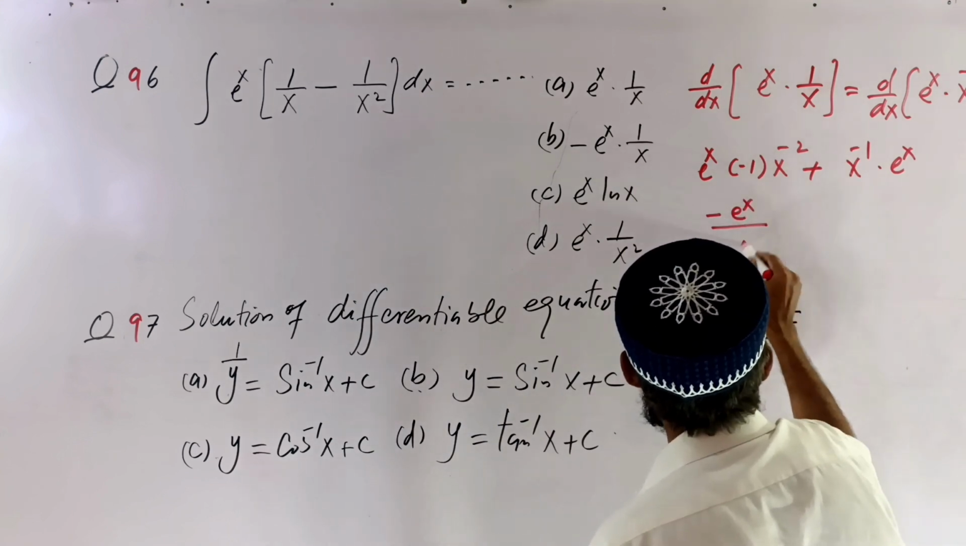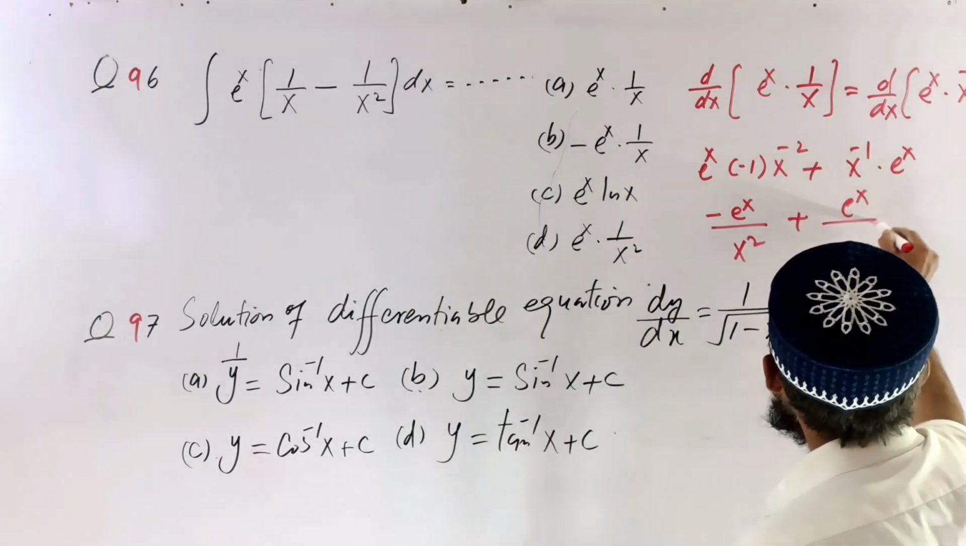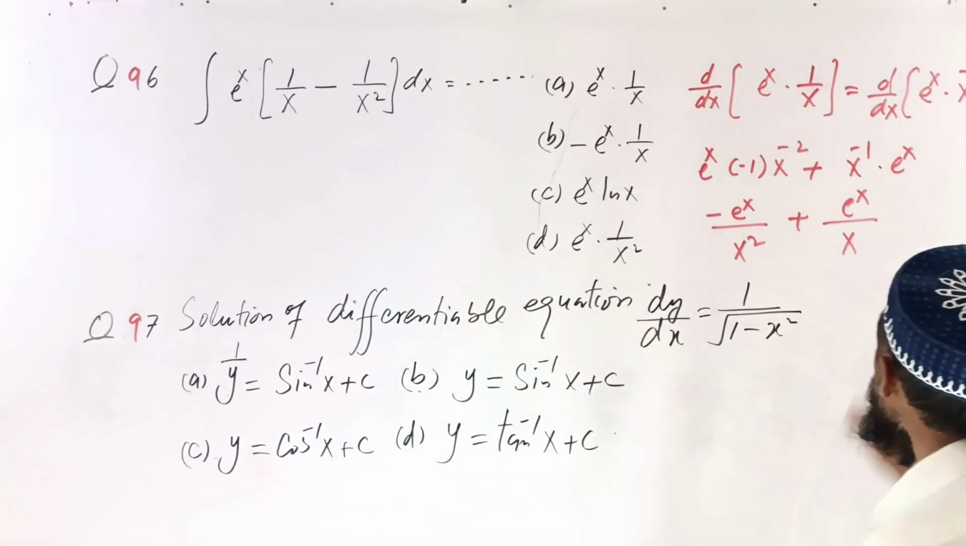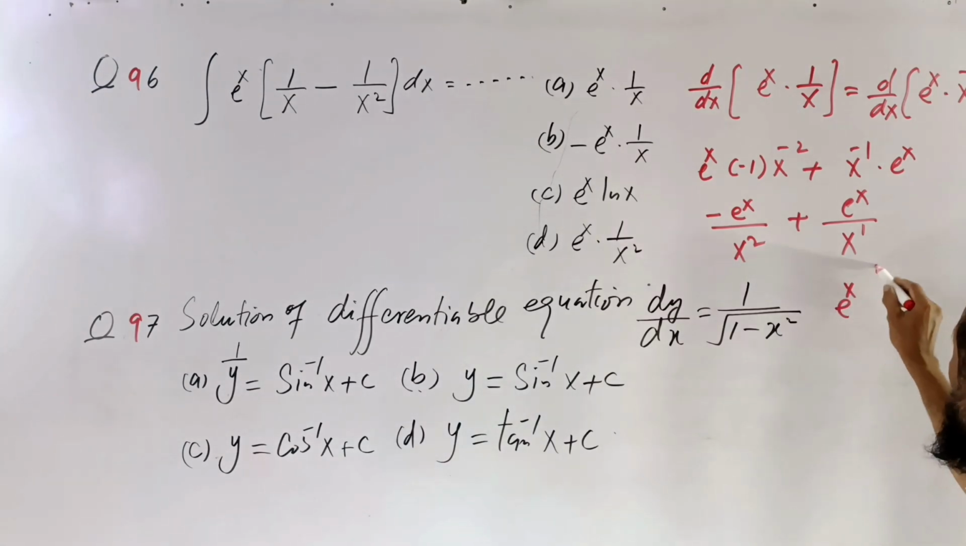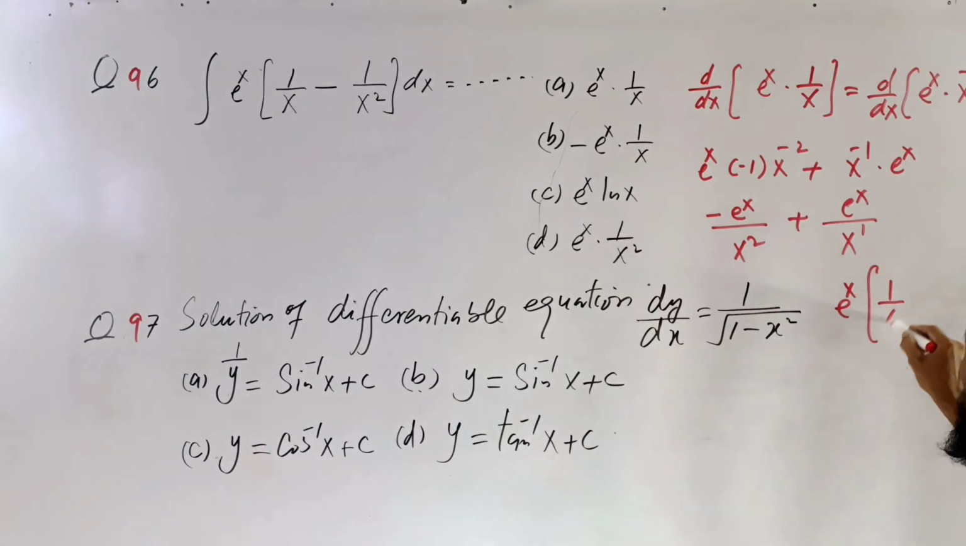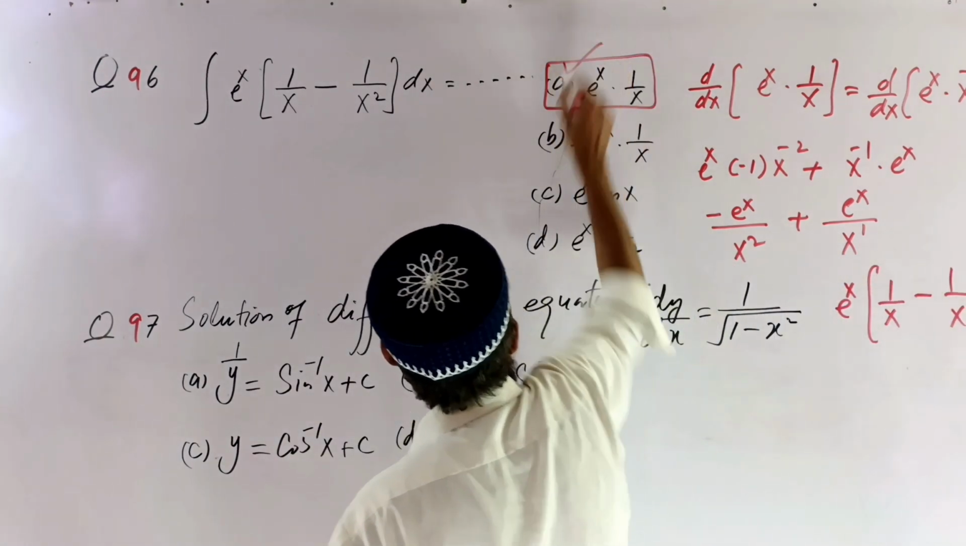If we change this x to positive, here e^x times 1 over x is positive. If we take e^x common, then according to the question we get e^x into (1/x minus 1/x square). So this function is available, and we get option A as the correct option.